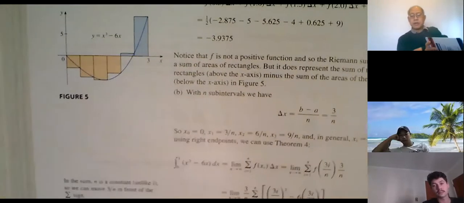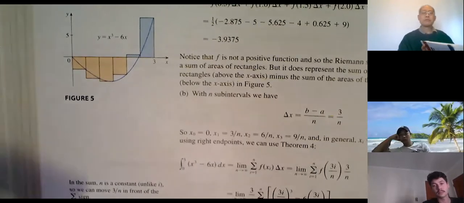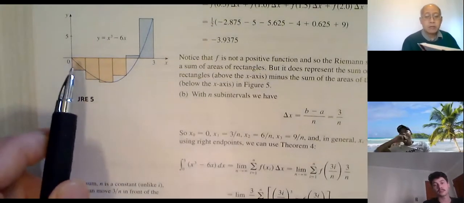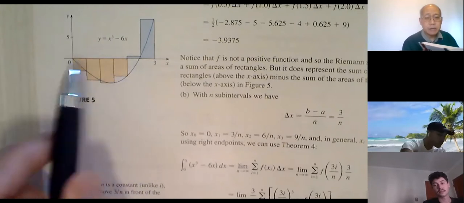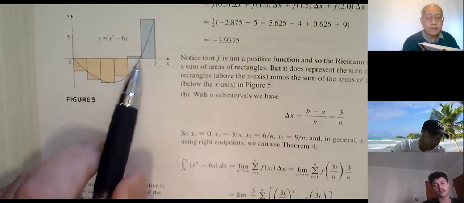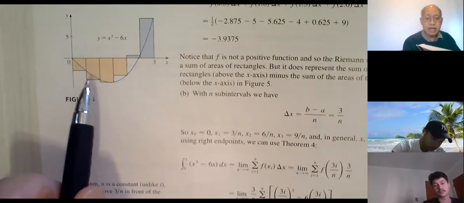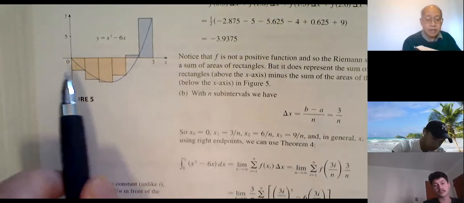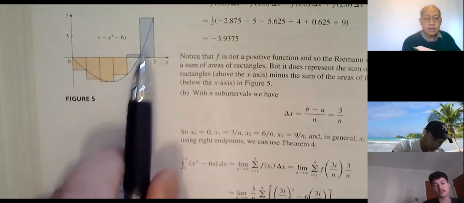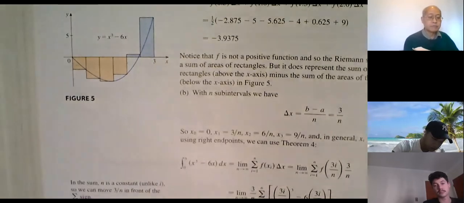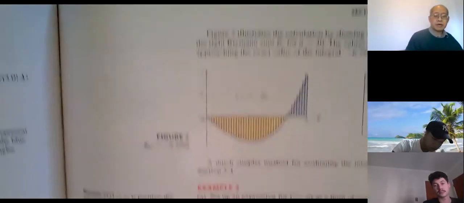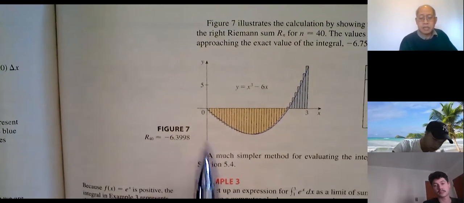So just some pictures here. A big difference is we're going below the x-axis sometimes, right? If I chop this up into so many pieces, this is 1, 2, 3, 4, 5, 6 pieces, and I go base times height, well, some of the heights are negative. So the yellow ones are going to be negative, and the positive ones they have in blue.